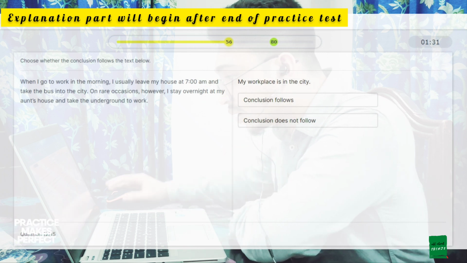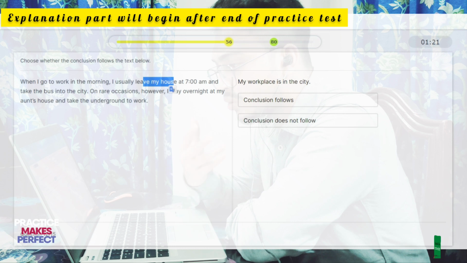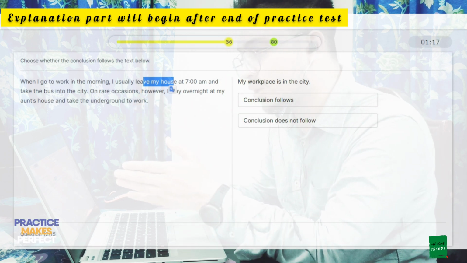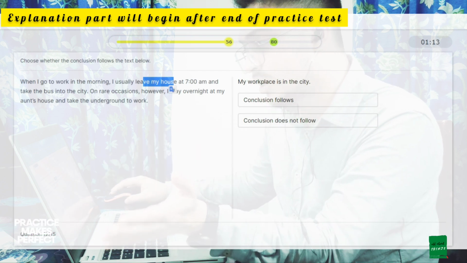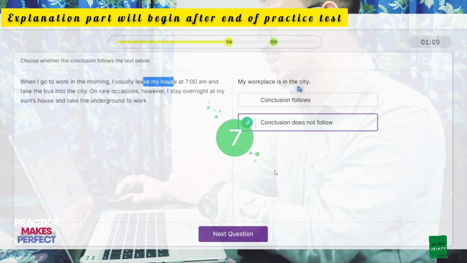Okay, so you say that my workplace is in the city, so what if, even though there is a city, my workplace is in the city. He goes to work. The situation can be that he might be staying in the city just to catch up on his work. Maybe his workplace might be in some remote area, in coastal areas. I think the conclusion does not follow. Let's see. Yes, I'm right.